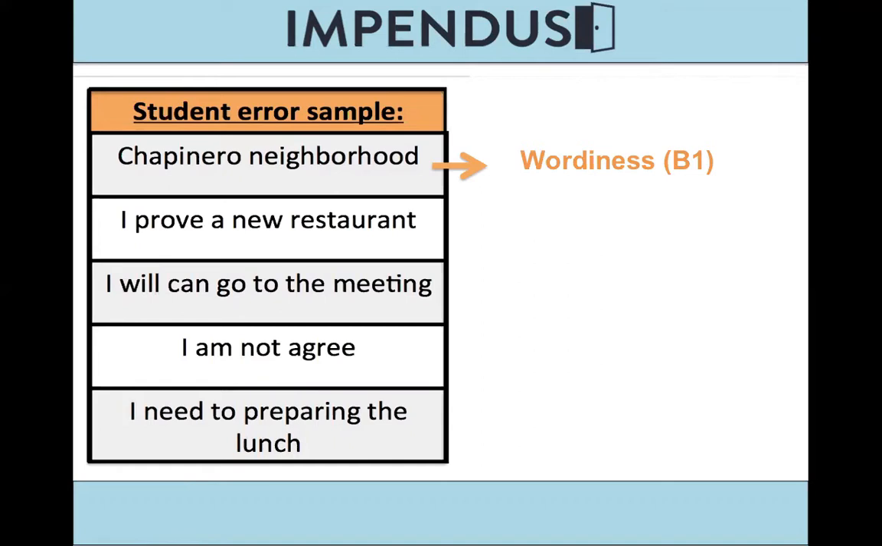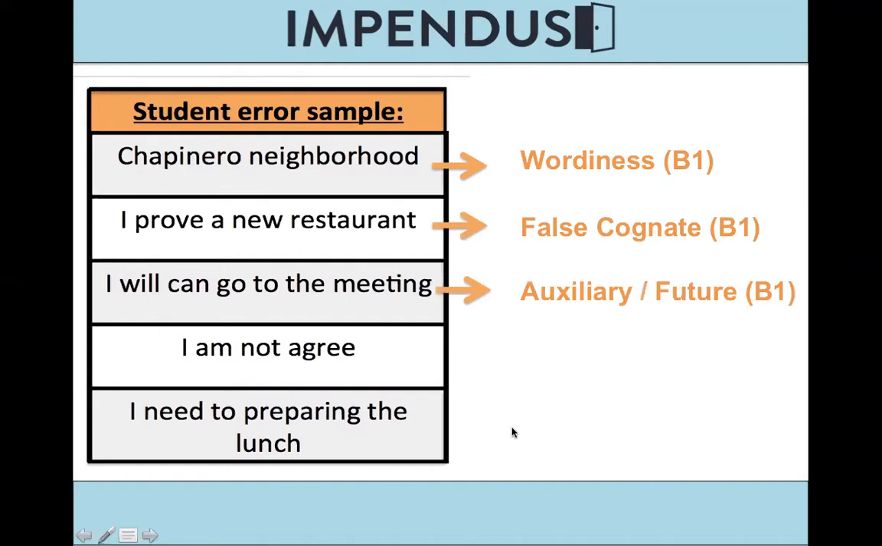I prove a new restaurant. Here, probar in Spanish means to test. So this is a false cognate error, also at the B1 level. Next, we have will and can back to back. As you know, we cannot have two auxiliaries back to back. This is considered an auxiliary error as well as a future error, also at the B1 level.